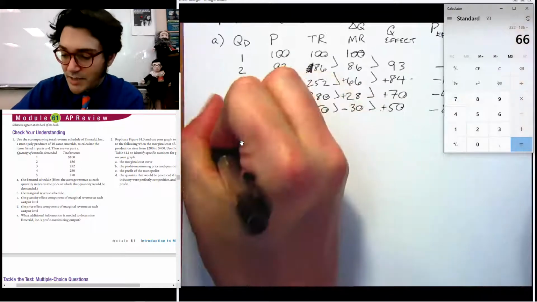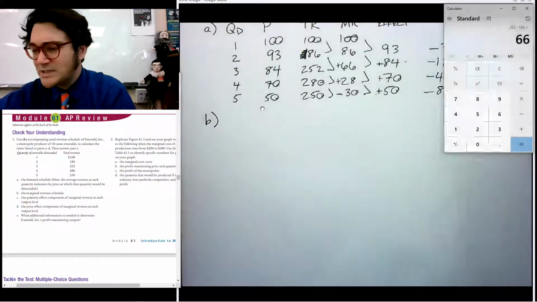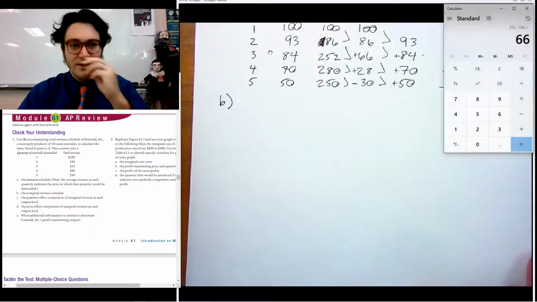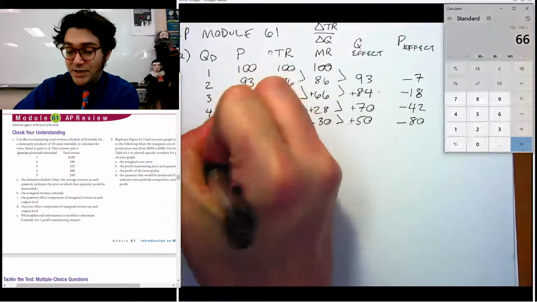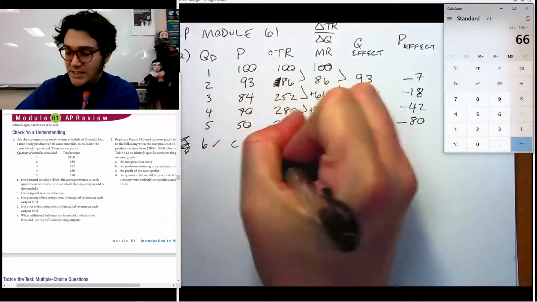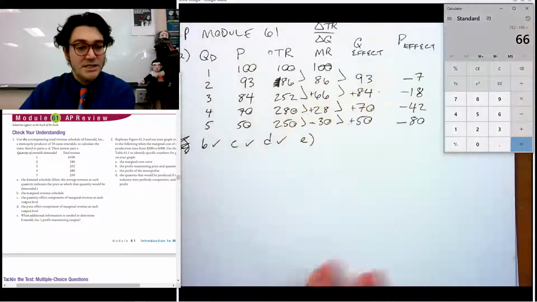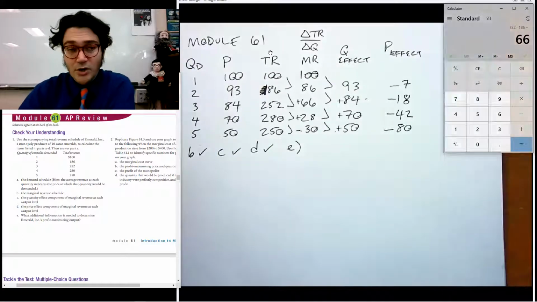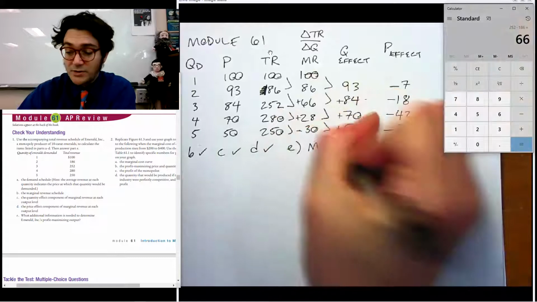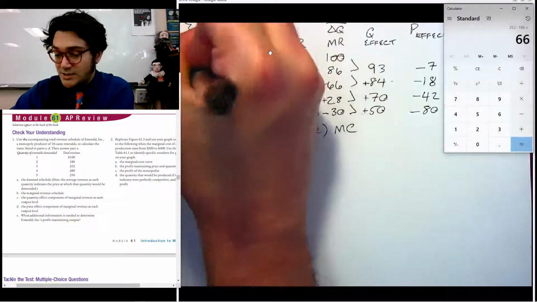Okay, part B. So I guess that one actually wasn't that bad. It was maybe understanding what they're asking you. Oh, it actually isn't part B. So we did B, we did C, we did D. Part E says what additional information is needed to determine their profit maximizing output. Well, we have no idea what their costs are, like what their marginal cost is. And that's just number one.